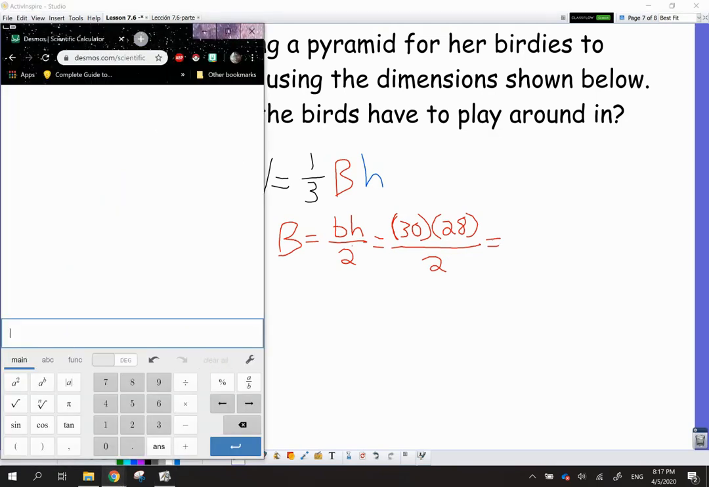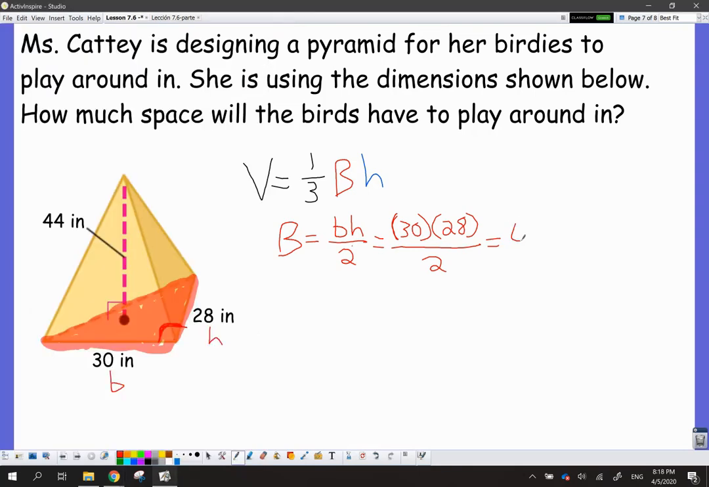We're going to clear this, set up a fraction. We have 30 times 28, and then on the bottom, I divide by 2. That gives me 420. So my area for the triangle down here is 420. Now let's find the height. And again, this height is talking about the height of the pyramid. Since I'm using the height up here, this is for volume. It refers to the height of my pyramid, 44.